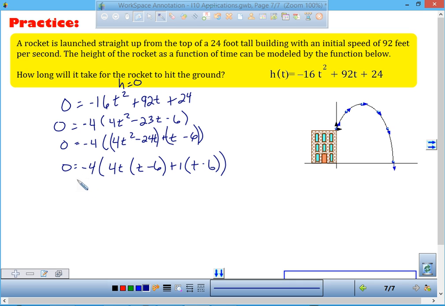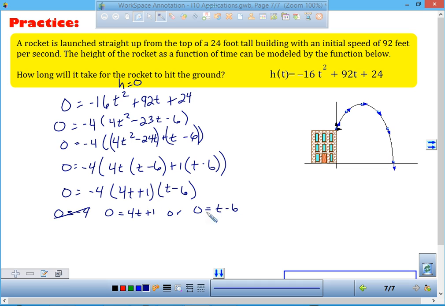Set them all equal to 0, or put them into my two binomials. So I have 0 equals negative 4. And then binomial of the outside, so 4t plus 1. And then t minus 6. Set them all equal to 0 and solve. So I have 0 equals negative 4. That can't be a solution. Then I have 0 equals 4t plus 1, or 0 equals t minus 6.